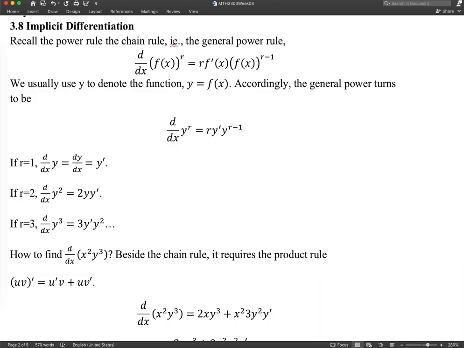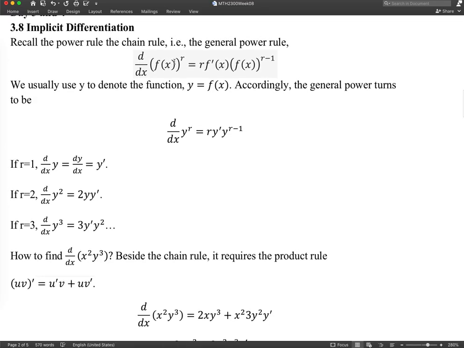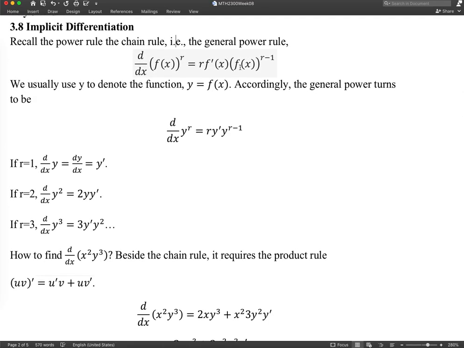And first, maybe you want to recall the power rule with the chain rule, or maybe we call this the general power rule. The derivative of a function f raised to the power of r is r times f prime times f to the power of r minus 1. It's a little more complicated than the simple power rule, right? This is the general power rule, the combination of the power rule and the chain rule.